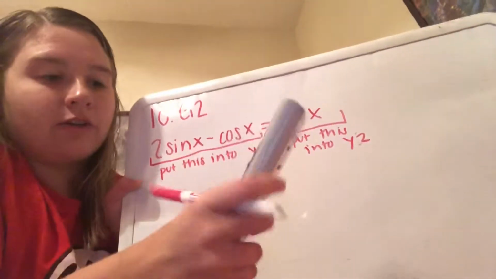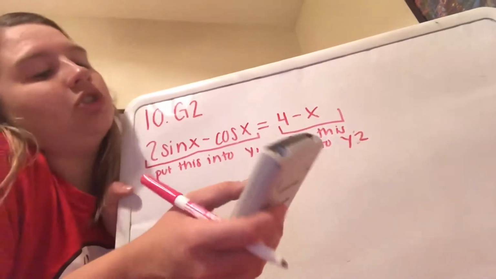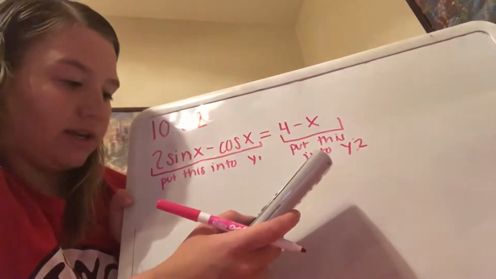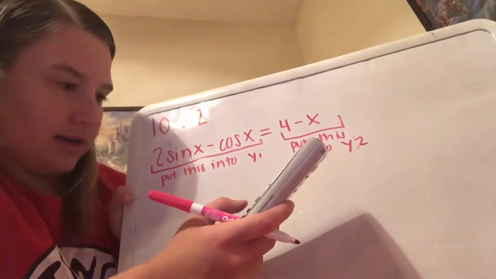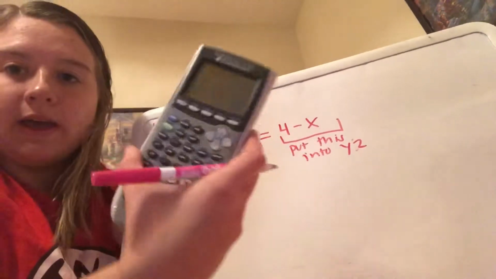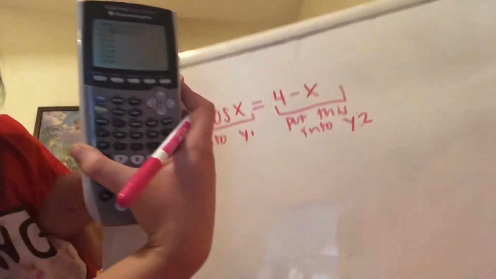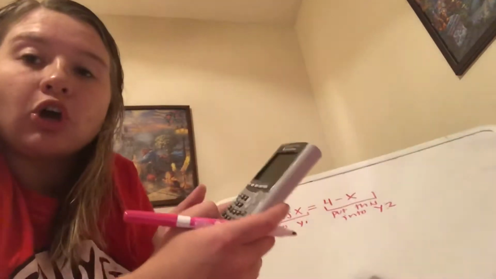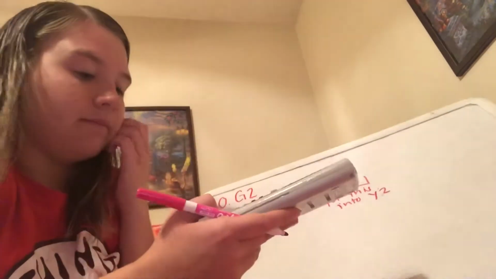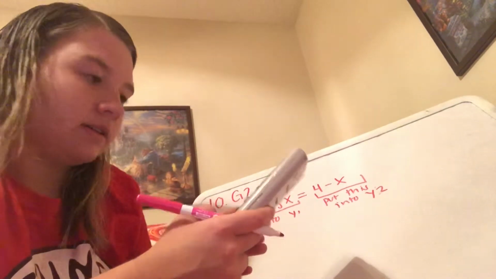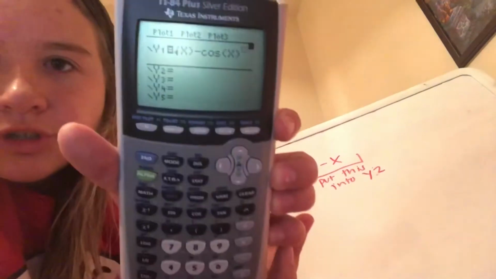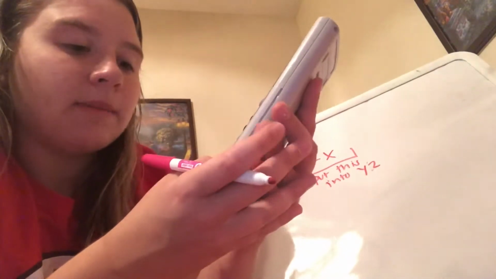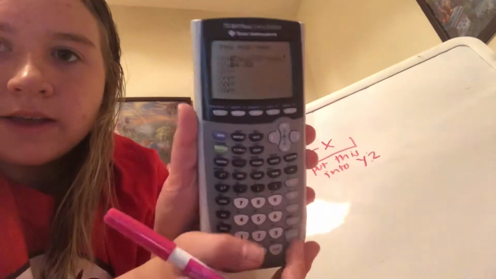Go to your calculator and hit y equals, at the top on the very far left. On y1 you're going to type in 2 sine x, and x is directly under mode. So 2 sine x, close the parenthesis, minus cosine x, close the parenthesis. Hit enter, and it'll take you to y2. For y2, type in 4 minus x, and hit enter again.